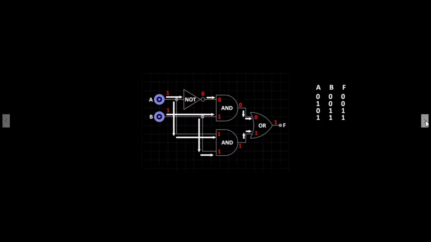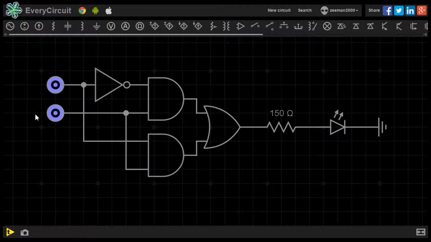Let's go to the simulator to see the working model. Here is the circuit we viewed in the slides previously. It has two inputs, A and B, and at the output there is an LED with a current limiting resistor. Let's test the circuit to see it matches our truth table.